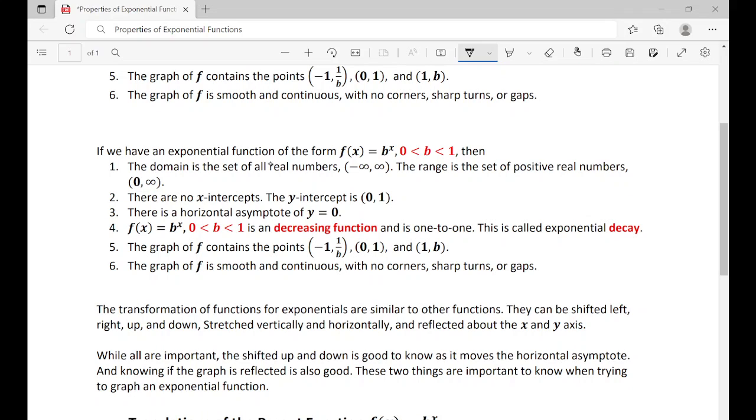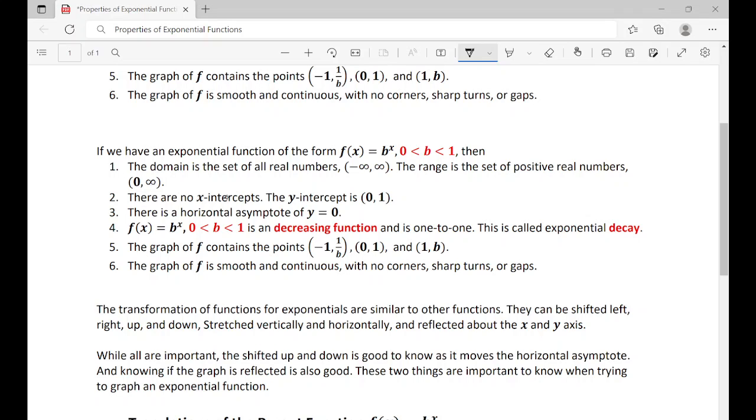If we have an exponential function in the form of f of x equals b to the x, and b is between 0 and 1, then these are the facts we could say about this function. Many of them are going to be exactly the same. The domain is the set of all real numbers from negative to positive infinity, and the range is the set of all positive real numbers from 0 to infinity.